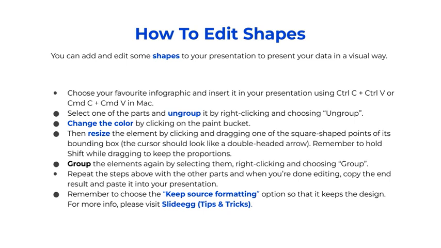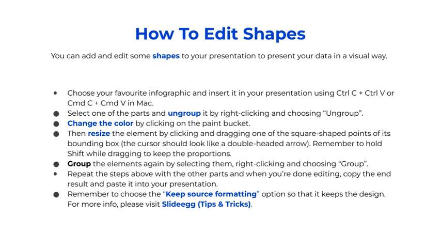To resize an element, click on it and drag one of the square-shaped points on its bounding box. The cursor will turn into a double-headed arrow, indicating you can resize. Remember, holding Shift while dragging keeps the proportions intact, ensuring your shape doesn't get distorted.